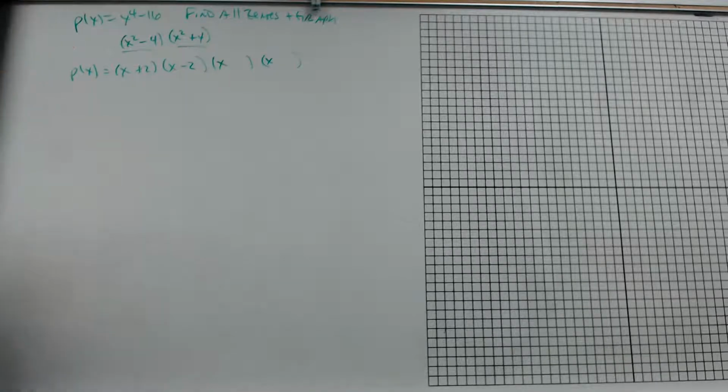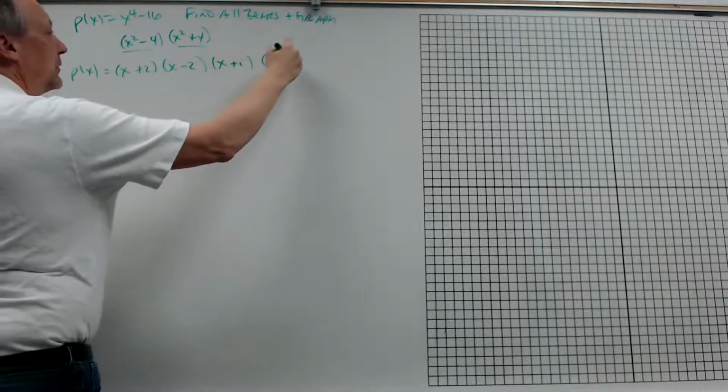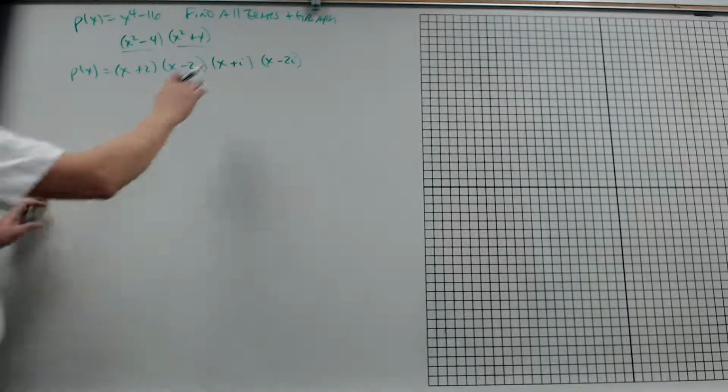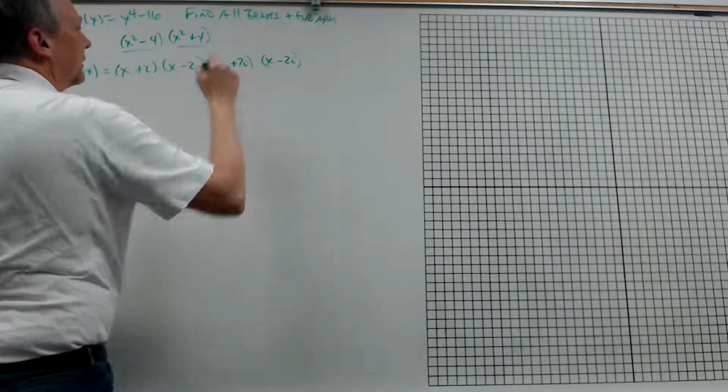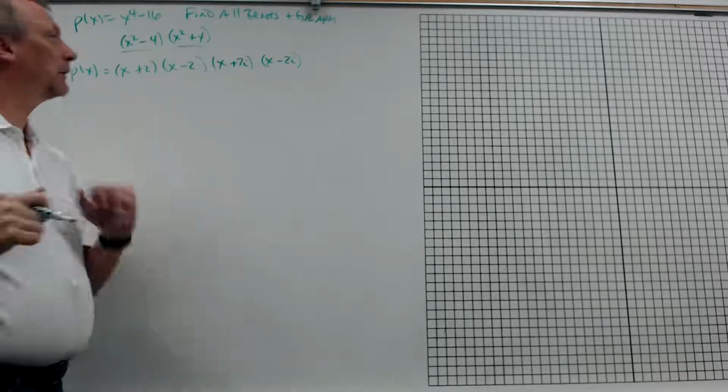Well, use your imagination. Plus 2i and minus 2i. Do you see that, how that factors? And if you don't, we'll show you another way. Okay? But that sounds right. Sam got that right. Okay?